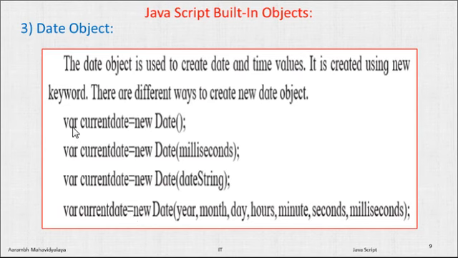First of all, var currentDate equal to new Date. This Date is the inbuilt function. Then var currentDate equal to new Date in milliseconds. Then var currentDate equal to new Date in date string pattern. And one more pattern is var currentDate new Date in the format of year, month, day, hours, minutes, seconds and milliseconds. These are the different formats of the date. We can use any format from these as per our requirement.